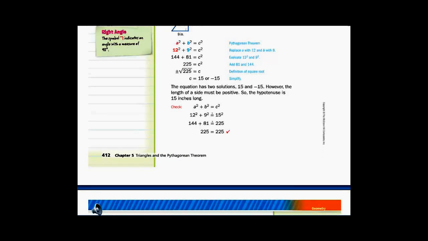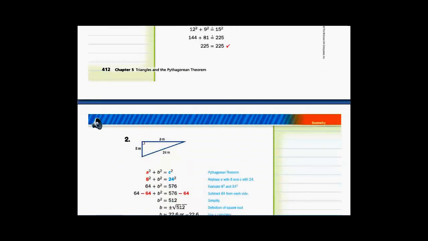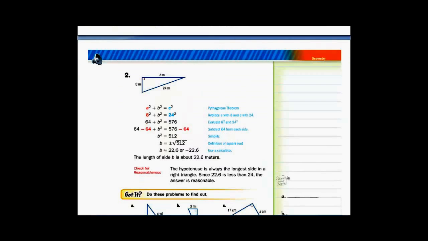So, number 2. This time, what if they give you the hypotenuse and you have to find one of the legs? It's the same thing, okay? It's still a squared plus b squared equals c squared. So as far as your legs, 8 squared. You do not know this one. That's why they have b squared. A squared plus b squared equals c, which is 24 squared. So 8 squared, 64. B squared, we don't know yet.